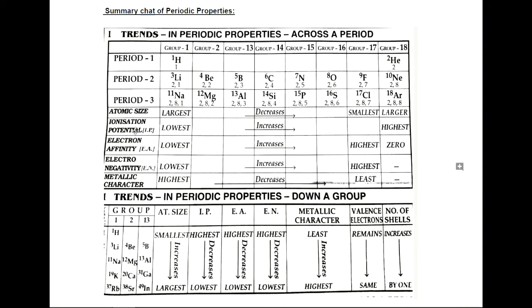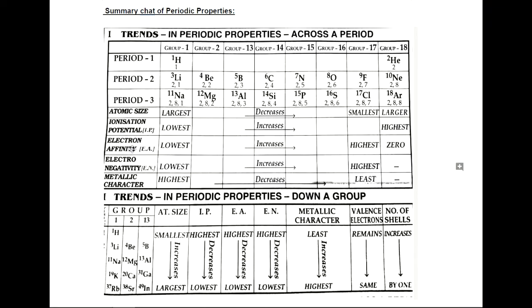Now the second periodic property, ionization potential. What is the ionization potential? It is the amount of energy required to remove the outermost electron. Now what will happen from left to right? When we go from left to right, ionization potential increases. It means sodium has the lowest ionization potential but chlorine has the highest. But in this ionization potential, you have to take group number 18 also, and group number 18 elements have the highest ionization potential.